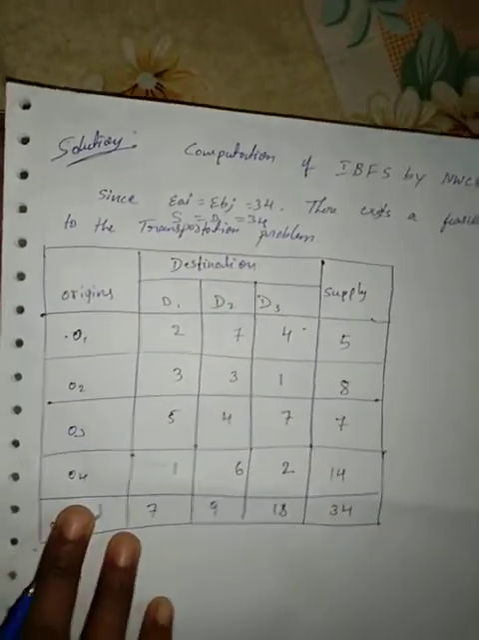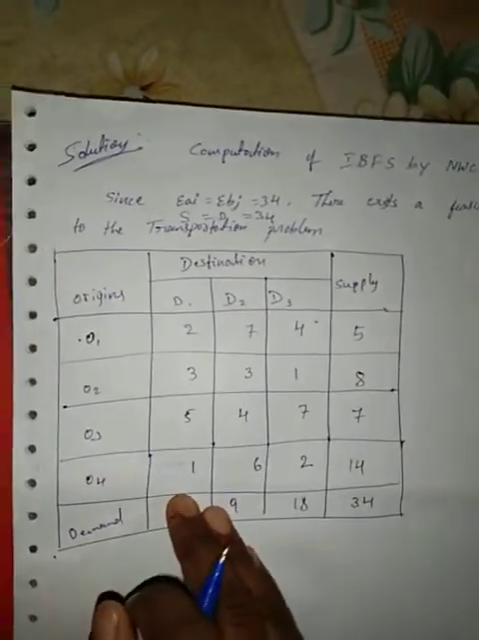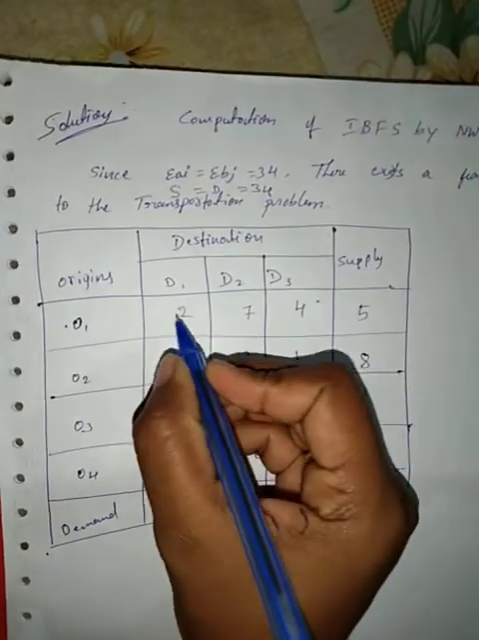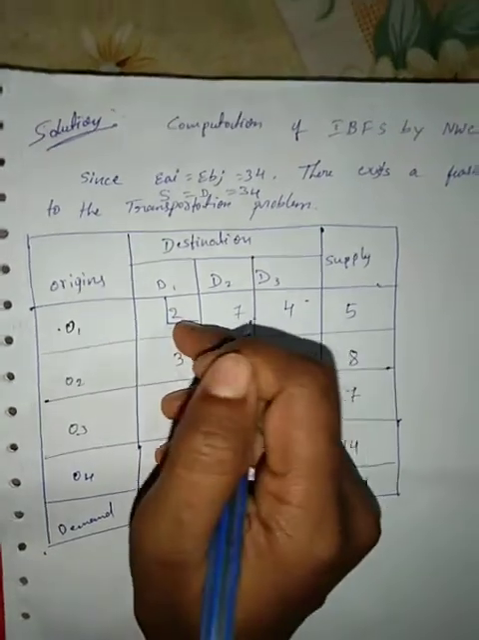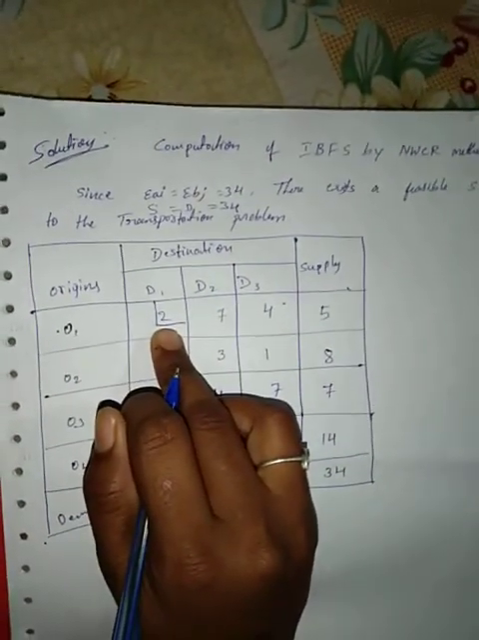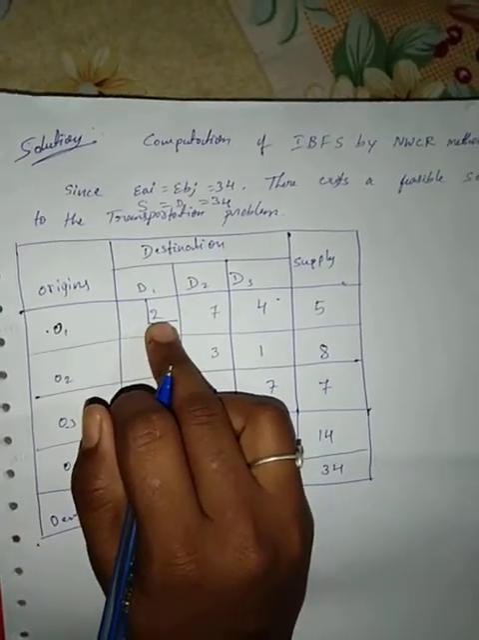The first step under the NWCR method is to start with the top left corner, meaning the northwest corner. So this is the northwest corner of the transportation matrix.